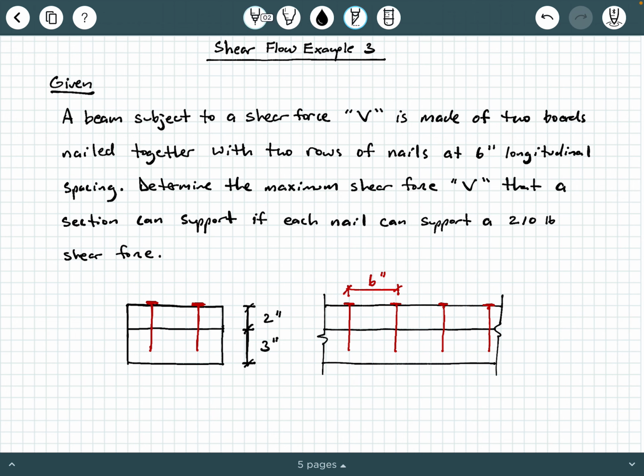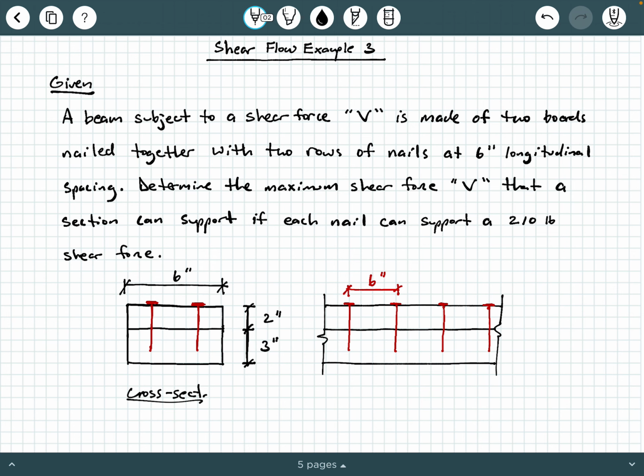So let's look at a cross section here. This first figure is a cross section. What we have is two rectangular boards that are being nailed together by two rows of nails, okay? The dimensions here: a height of 2 inches for the top board and a height of 3 inches for the bottom board. And the width here, I hadn't drawn this yet, is 6 inches, okay?